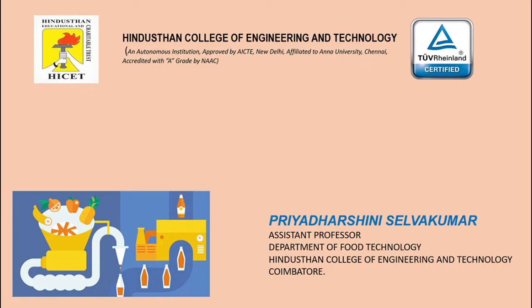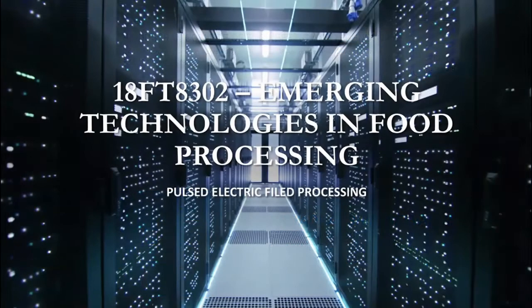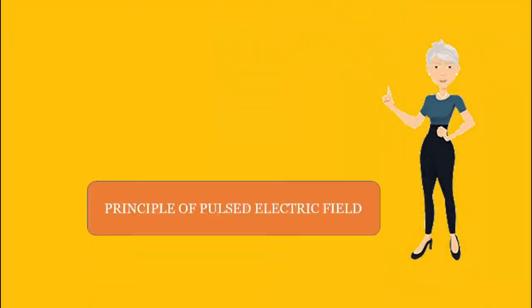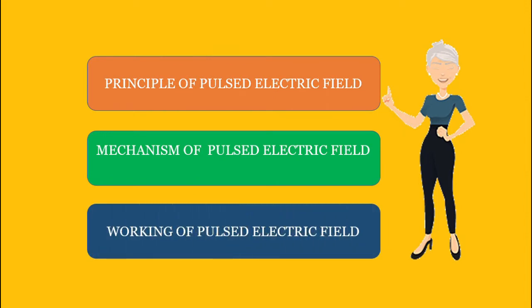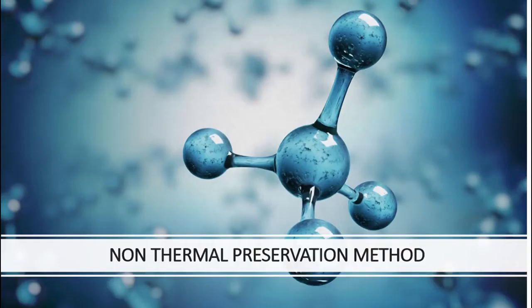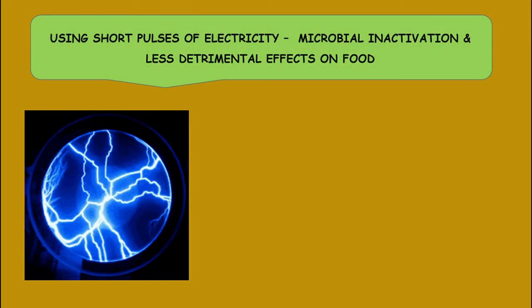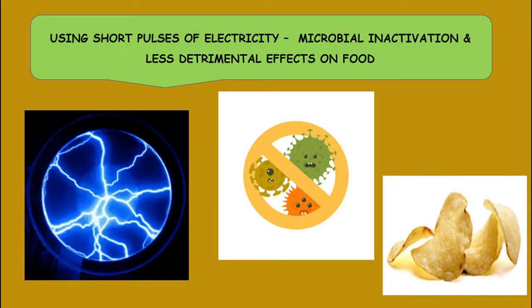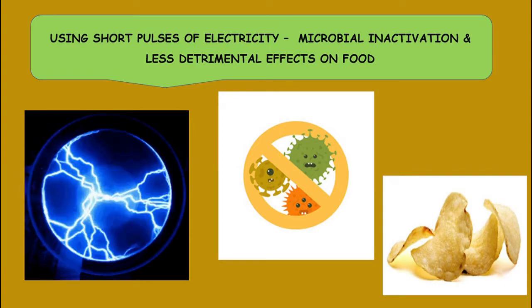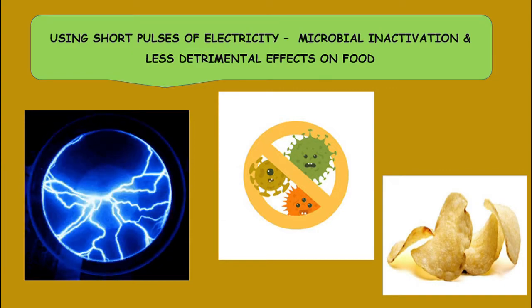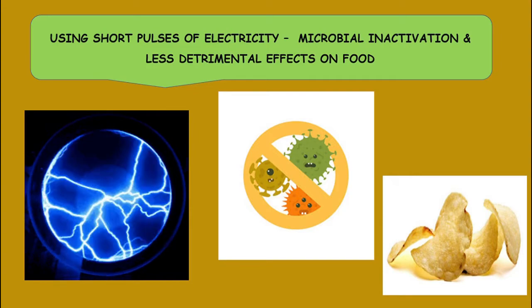So today we are going to learn about the principle, mechanism and working of the pulsed electric field method. Pulsed electric field, shortly PEF, is a non-thermal method of food preservation that uses short pulses of electricity for microbial inactivation and causes minimal detrimental effect on food quality attributes. PEF technology aims to offer consumers high quality food.